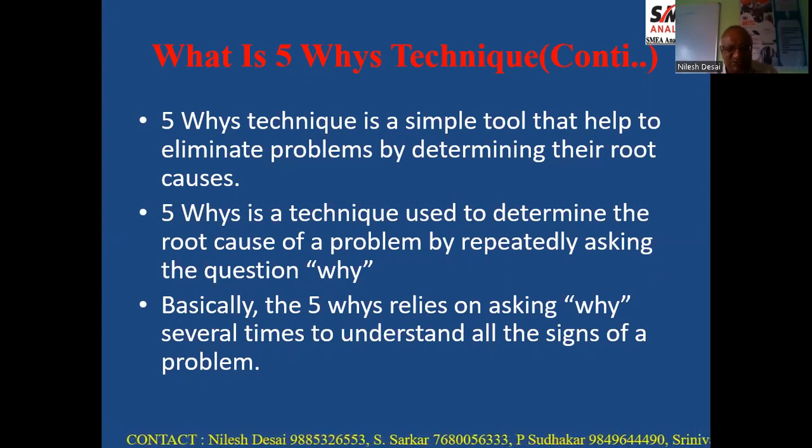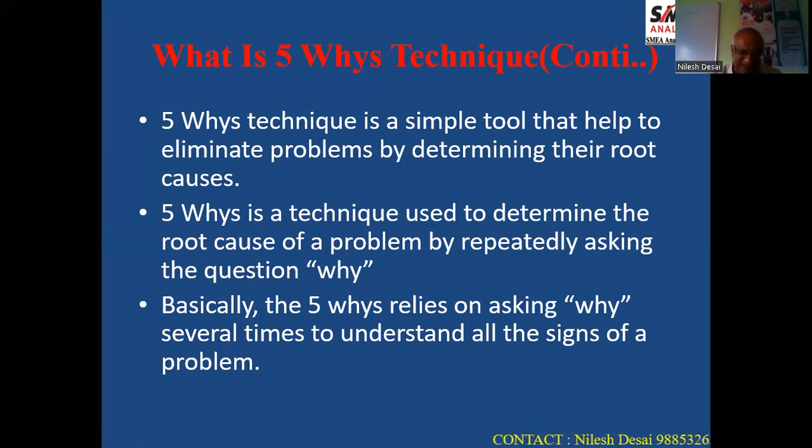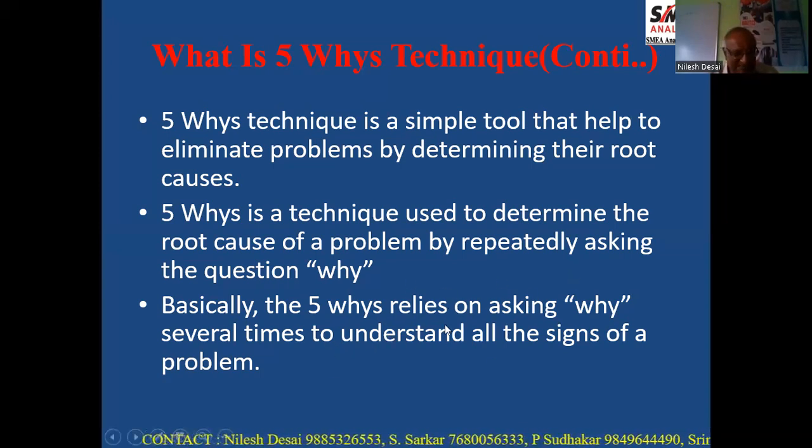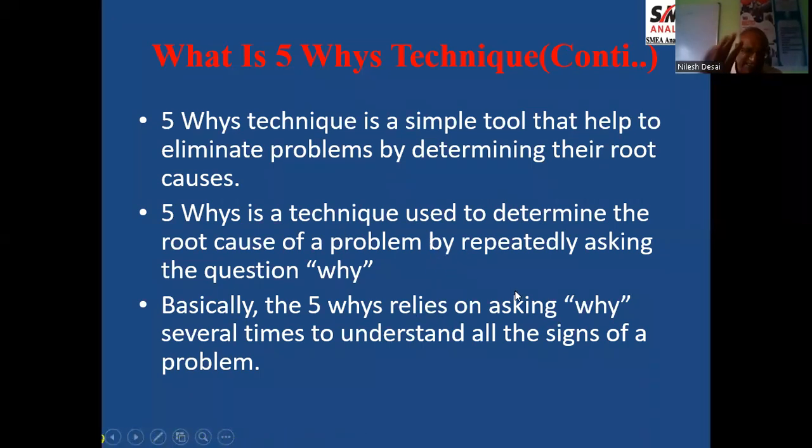The 5 Why technique is a simple tool that helps to eliminate problems by determining their root cause. It is a simple tool that can be used in any situation by asking frequently 5 whys. It is not restricted to 5 whys, until we arrive at a root cause. 5 Why is a technique used to determine the root cause of a problem by repeatedly asking the question why. Basically, the 5 whys relies on asking why several times to understand all the signs of a problem. I am repeating this so that you can understand this is not a very complicated system.